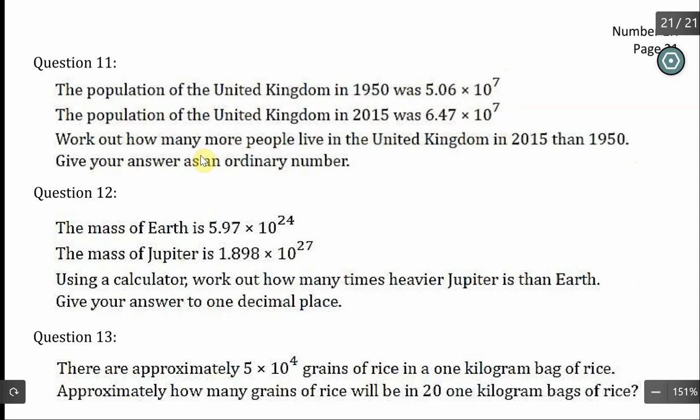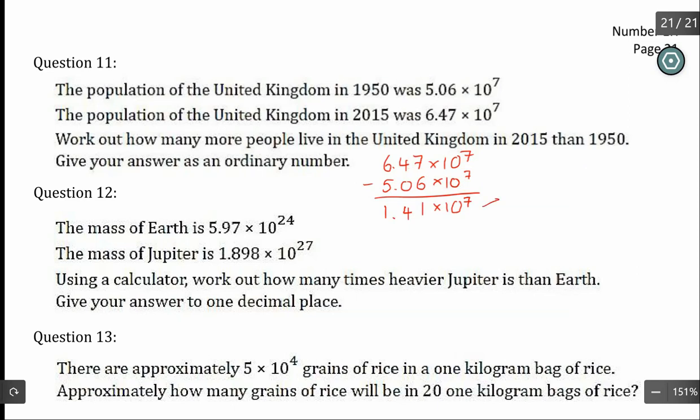So it's how many more, so we're going to be doing a subtraction. We're going to be doing 6.47 times 10 to the power of 7 minus 5.06 times 10 to the power of 7, and you can see that they're both times 10 to the power of 7, which means the order of magnitude of the answer is going to be the same as these. They're both in the 10 millions, so we can just subtract the multipliers. So 7 minus 6 is 1, 4 minus 0 is 4, 6 minus 5 is 1, and that's the answer.